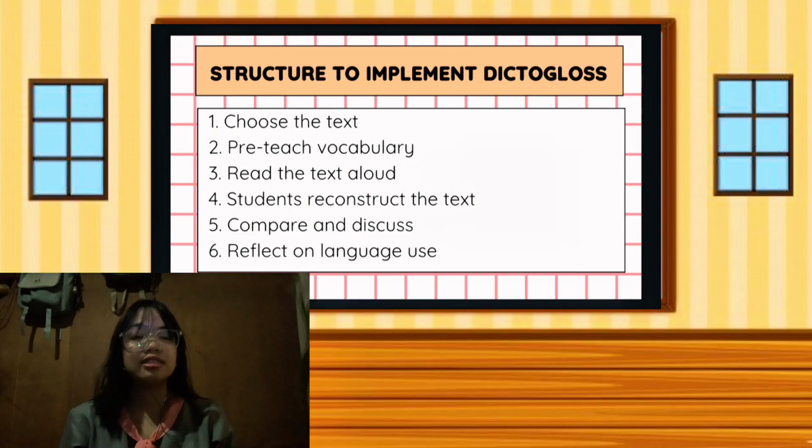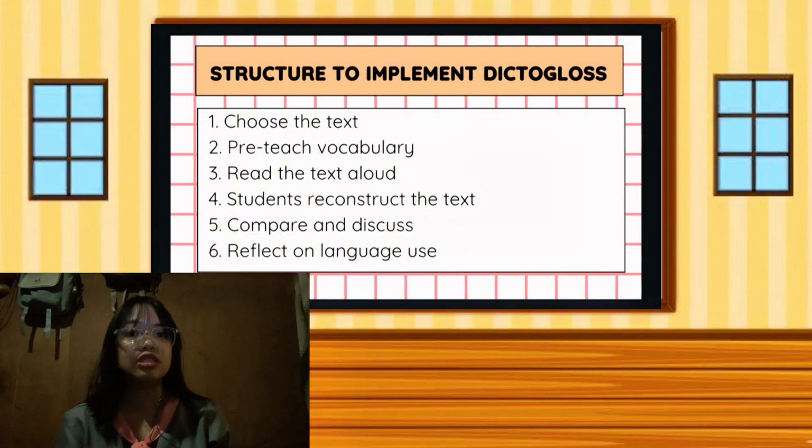Fourth, students reconstruct the text. Learners work in pairs or groups to create the text as accurately as possible using their notes. Fifth, compare and discuss. Groups share their versions, compare with each other and the original text, and talk about differences. Sixth is reflect on language use. Students review grammar, vocabulary, and expressions to see what they learned and how they can improve.